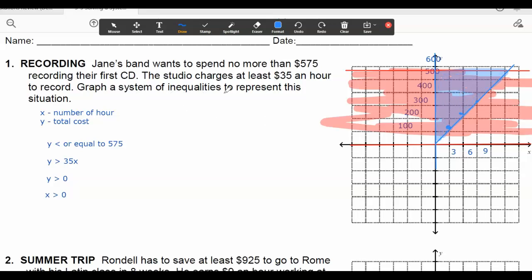So it just says graph a system of inequalities to represent this situation. Our situation is that she could spend any number of hours in this triangle in the studio and be under her total allotted cost. So all of the solutions would have to come from that region. For example, she could spend 6 hours in the studio. She could spend 7 hours, 9 hours. 17 hours she can't spend, because 17 hours is over here.